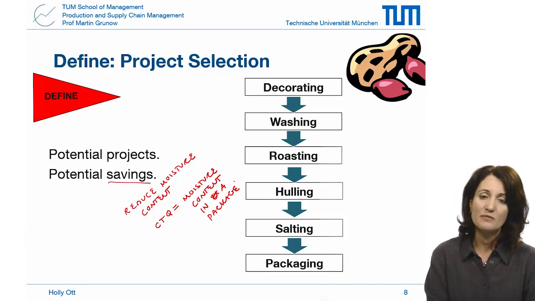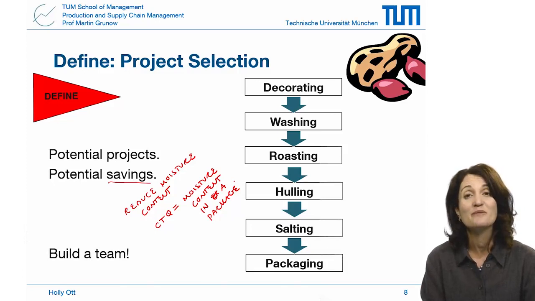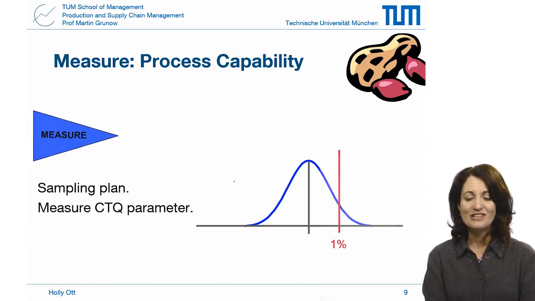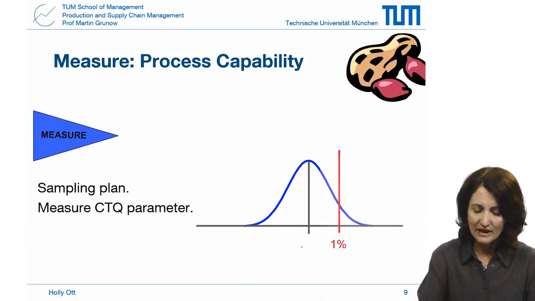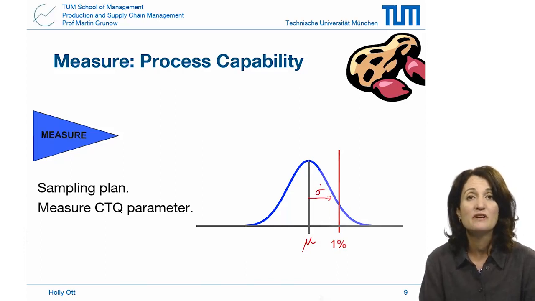So, but you've come up with this project, and now you're going to build your team, your project team. So, you start then by measuring your critical to quality parameter, here the level of moisture, and we want to understand, for example, the average level of moisture and the variability of the moisture per packet.